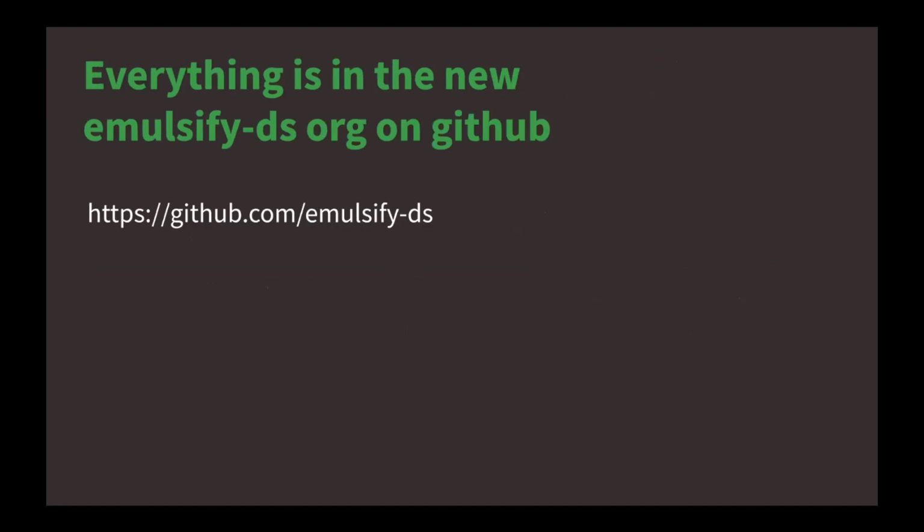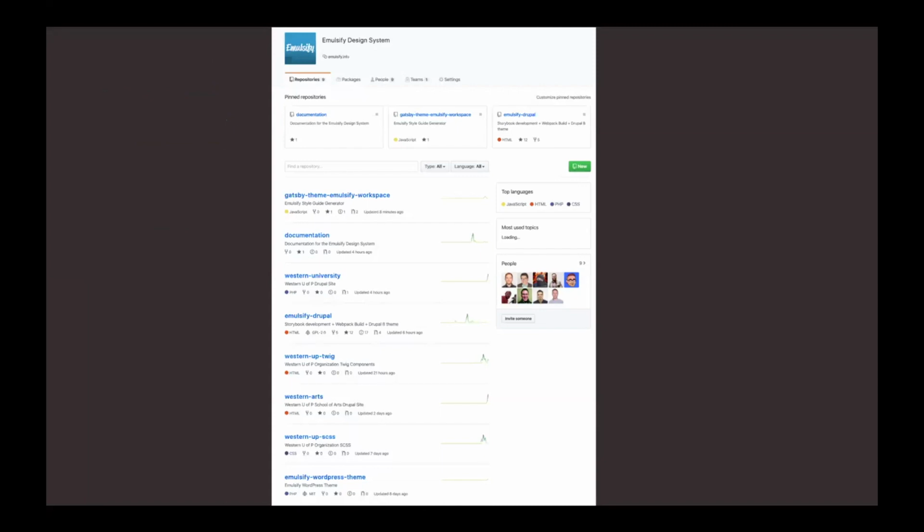We have moved everything recently into the new Emulsify DS GitHub org, including these Western U repos. They're all public and open source, so just go to github.com/emulsify-ds. And when you go there, you'll see that we've broken everything out into separate repos. So you can use the Emulsify Drupal project for a Storybook and Webpack-based component library in a Drupal project. You can use the Emulsify Gatsby theme, the style guide, in any project, regardless of tech stack. And although they share tool choices like Webpack, they are installed and run separately based on the project need.